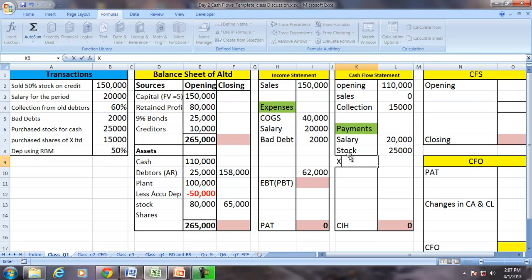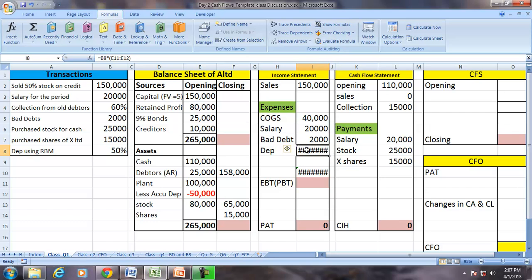Purchase shares of X Limited, 15,000. Once again, acquisition of assets resulting in cash outflow, not an expense but an asset. Depreciation for the period is 50% of the opening balance of the asset. Because it's a reducing balance method, we charge depreciation on the opening balance or the book value, and the book value is 100 minus 50,000, so it is 25,000, and accumulated depreciation will increase by 25,000. No change in the value of the plant, so the value of the plant is 100,000 and accumulated depreciation is 75,000.